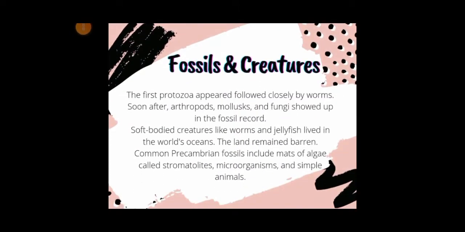Fossils and creatures. The first protozoa appeared, followed closely by worms. Soon after, arthropods, mollusks, and fungi showed up in the fossil record. Soft-bodied creatures like worms and jellyfish lived in the world's oceans. The land remained barren. Common Precambrian fossils include mats of algae called stromatolites, microorganisms, and simple animals.